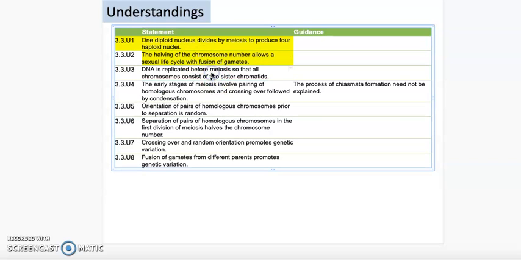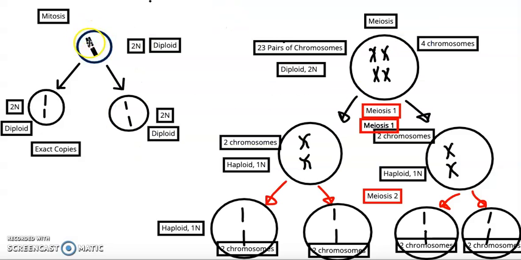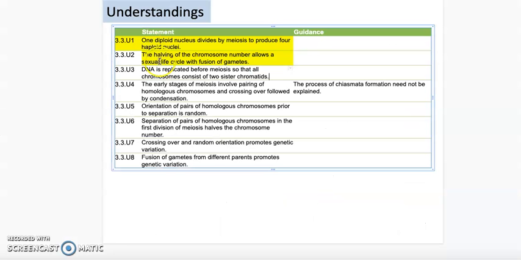How about over here? DNA is replicated before meiosis so that all chromosomes consist of two sister chromatids. Right? Remember we talked about how in order to get that replicated chromosome, because remember, the X shape is a replicated chromosome, you actually have to go through DNA replication, which we have learned about, right? And so that's what that statement's all about. It's just saying DNA does have to be replicated before meiosis. It also has to be replicated before mitosis.